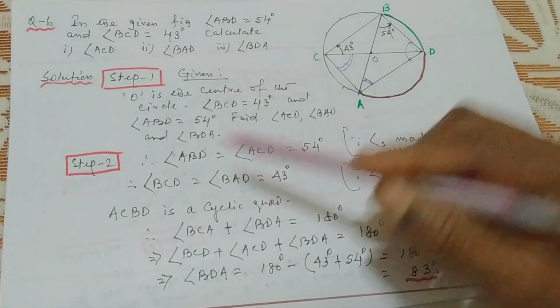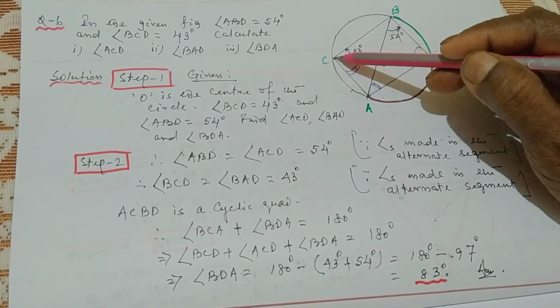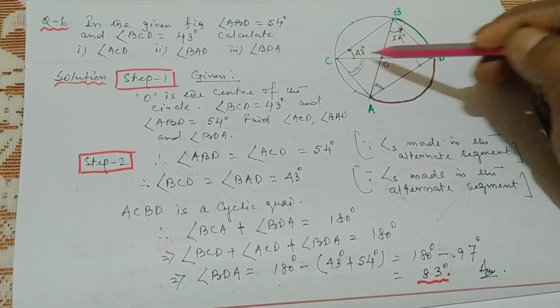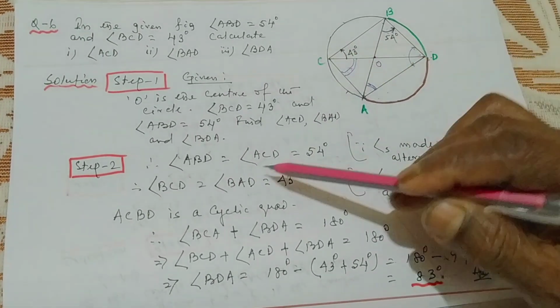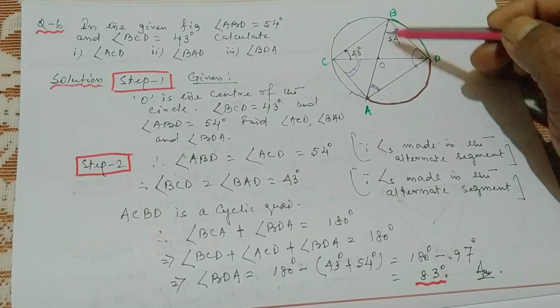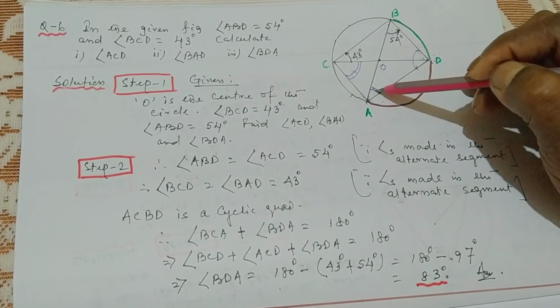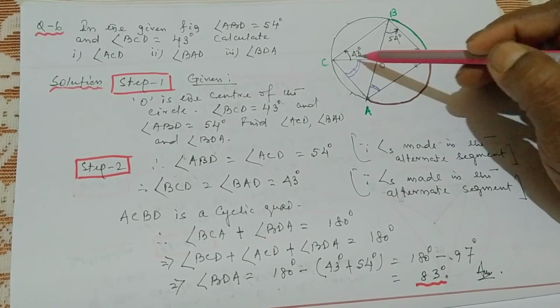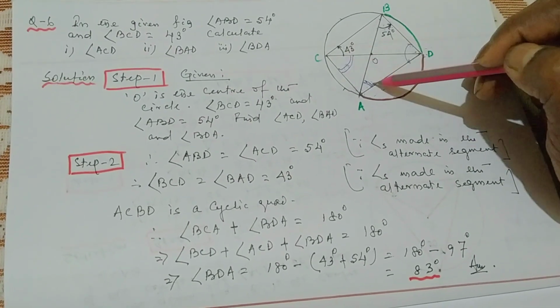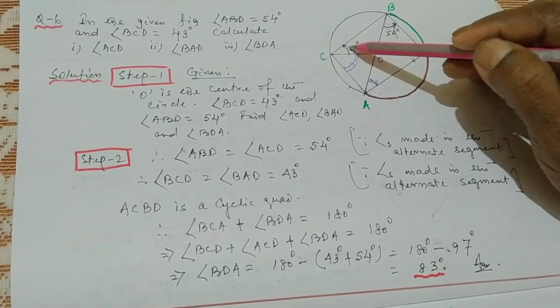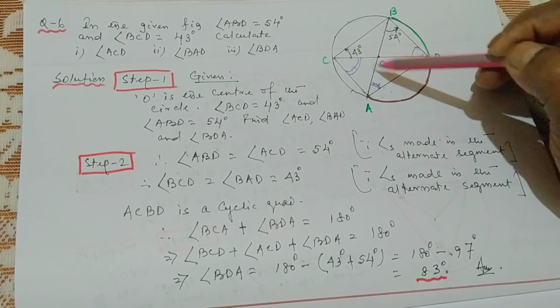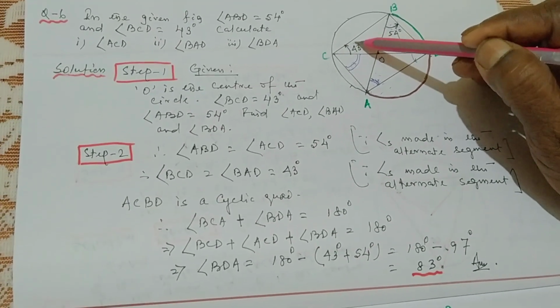Therefore, angle BCD, this angle is equal to angle BAD, this angle. These two angles are also the same because these two angles are made in the same segment. Naturally, the value of these two angles is equal, that is 43 degree.